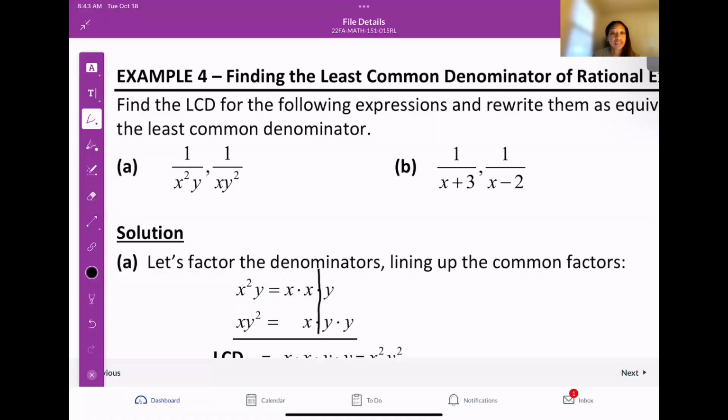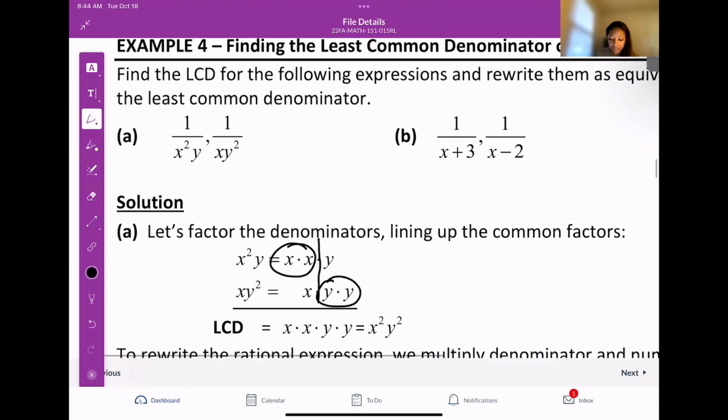For the x's, one factorization has x times x, the other has just 1 x. You want to take whichever factorization has the most x's. So that would be x times x. Similarly for the y's, the first one has just 1 y, the second factorization has 2 y's. You're going to take the one with the 2 y's. And then multiply all of that together: x times x times y times y equals x squared times y squared. That would be your least common denominator.